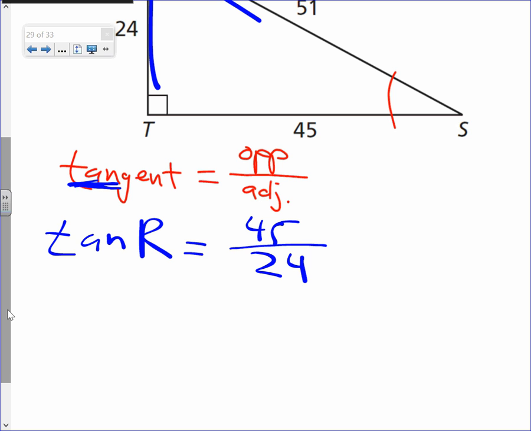Let's turn that puppy into decimal. In other words, warm up. We did this for warm up already. Let's do it to the fourth decimal, please. 45 divided by 24 to the fourth decimal.